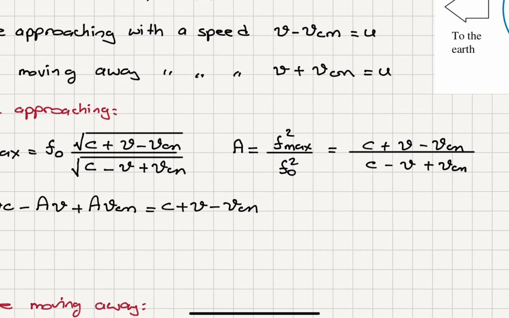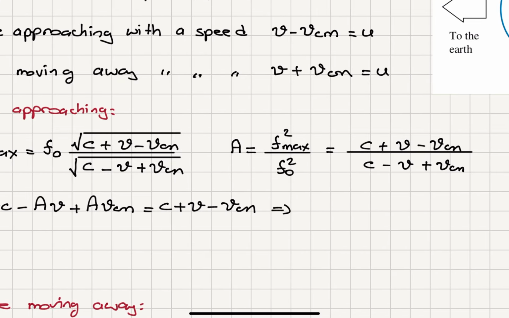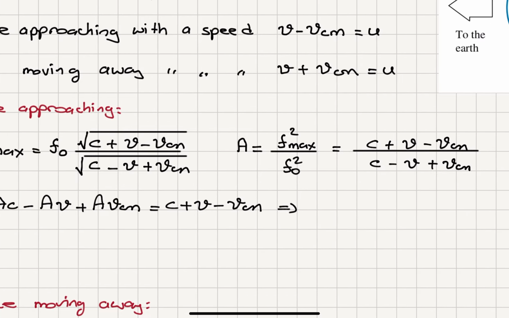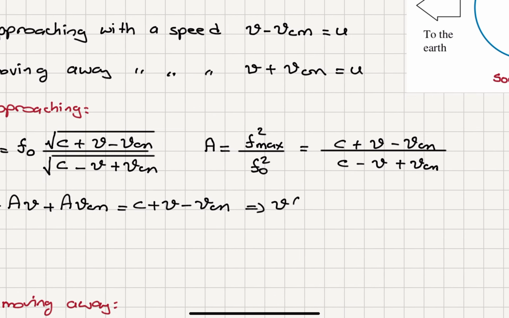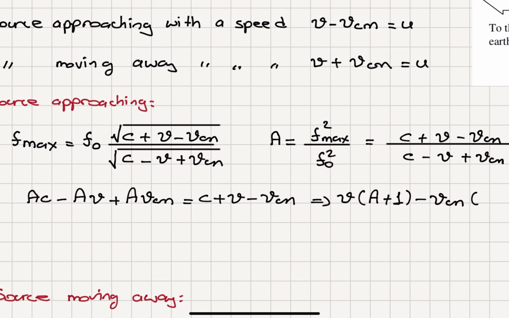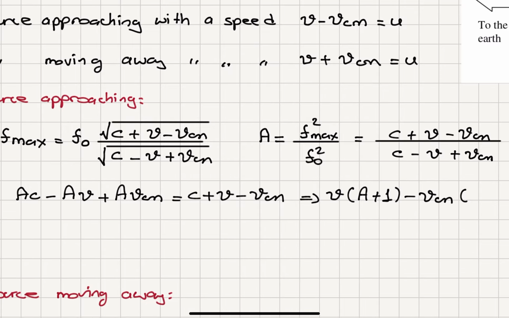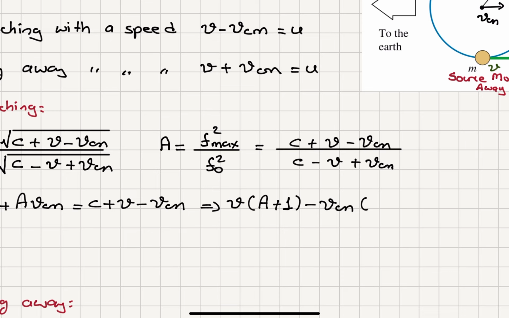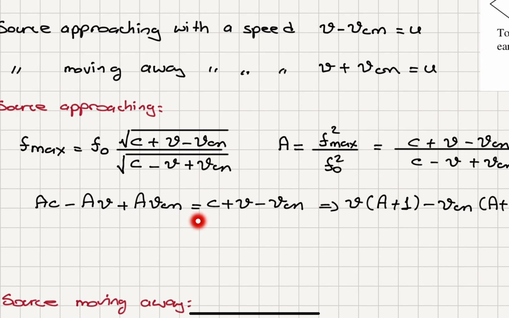So I can write this as v times A plus 1, and then minus v center of mass in parentheses, also with A plus 1 on the right hand side. And this is equal to, if I take c to the left hand side, A times c times A minus 1.